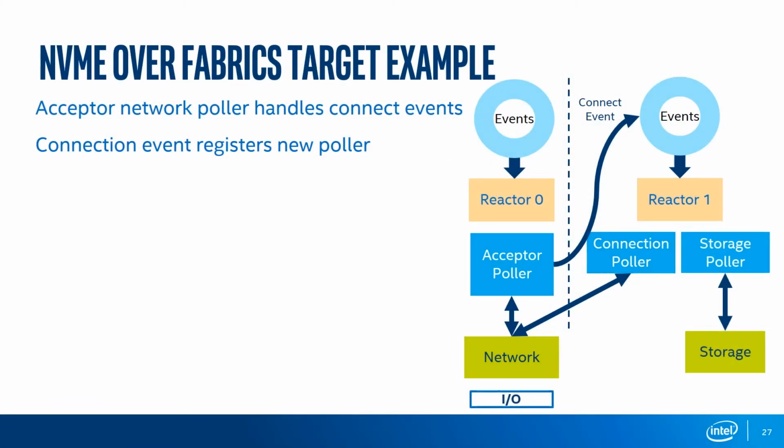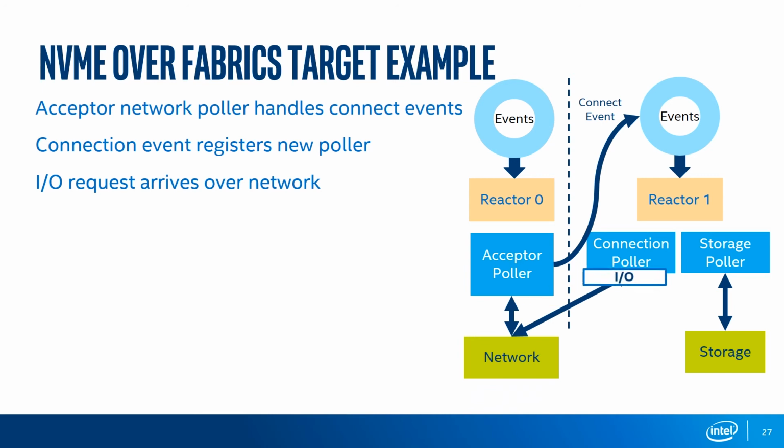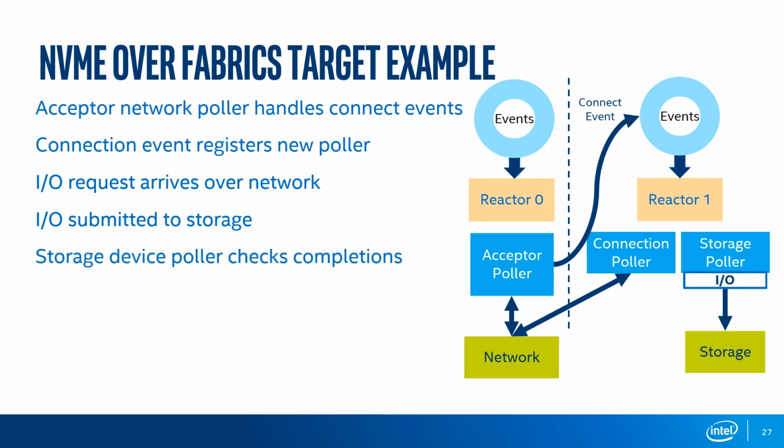So the new connection poller will pick up an I/O off the network queue. It'll send it down to the underlying storage device at some point. So this is an asynchronous storage device, of course, and we'll have a new poller that handles that storage device on that thread. It'll pick up the completion when it finishes and send it back out over the network.